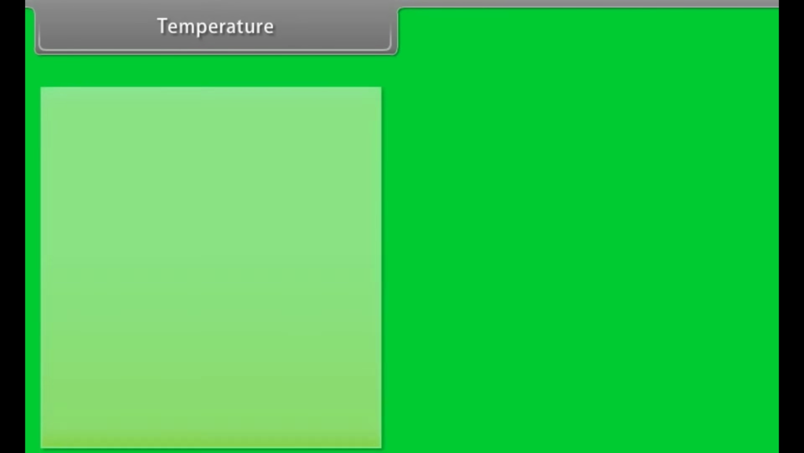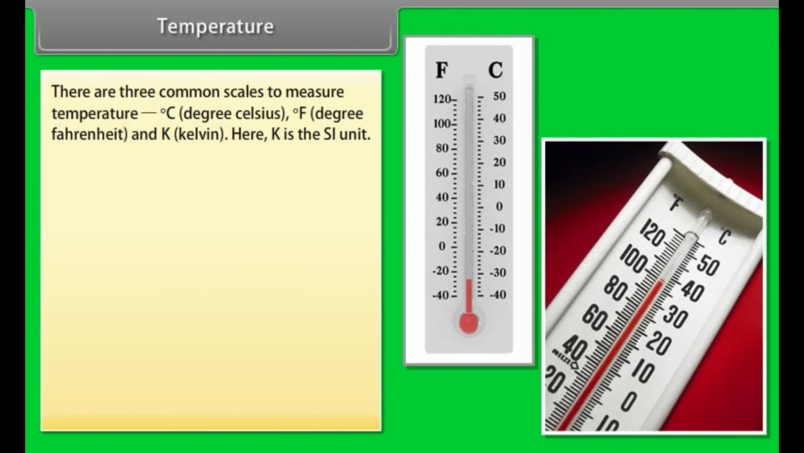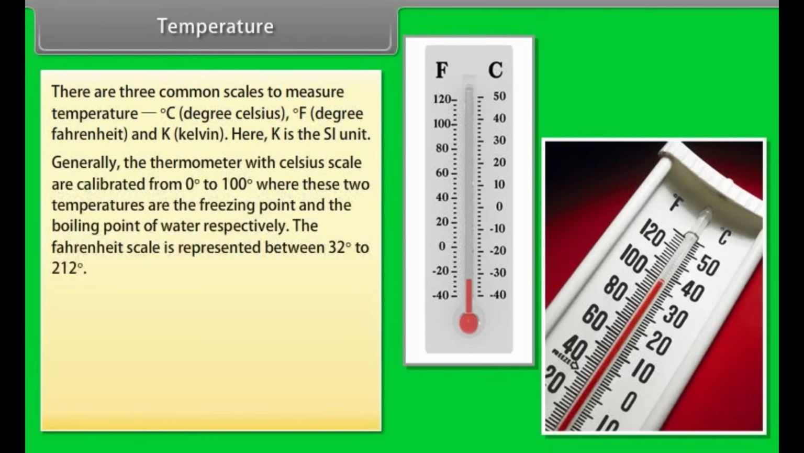Temperature. There are 3 common scales to measure temperature: degree Celsius, degree Fahrenheit, and Kelvin. Here K is the SI unit. Generally, the thermometer with Celsius scale is calibrated from 0 degree Celsius to 100 degree, whereas these 2 temperatures are the freezing point and the boiling point of water respectively. The Fahrenheit scale is represented between 32 degrees to 212 degrees.